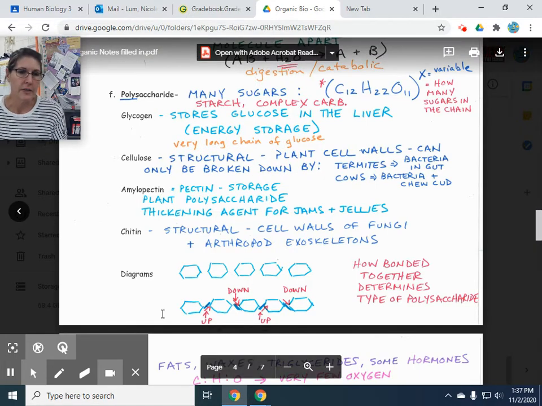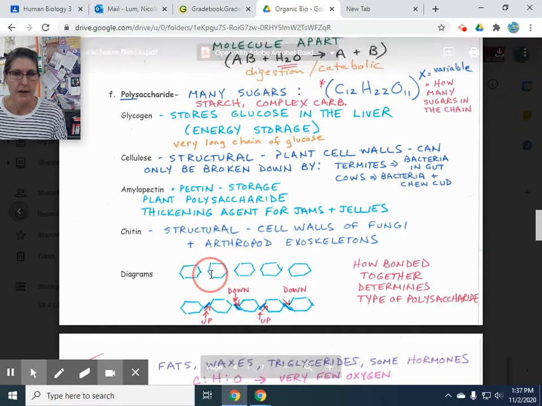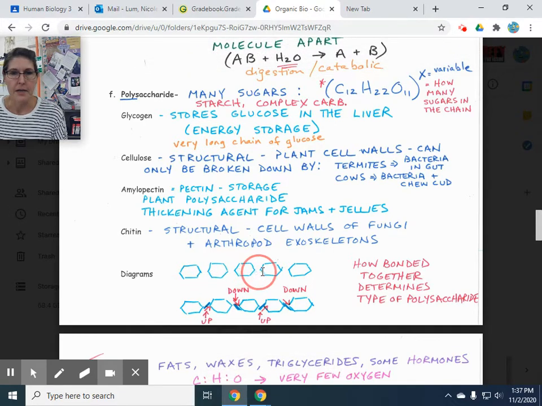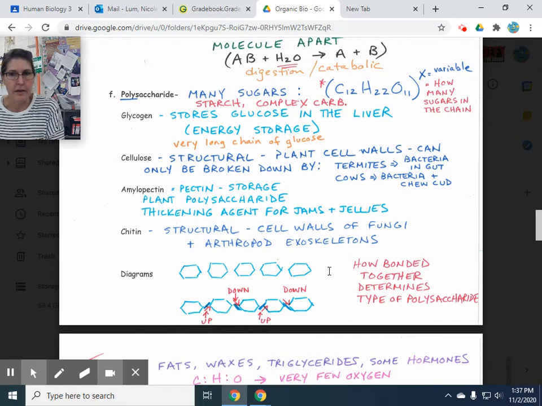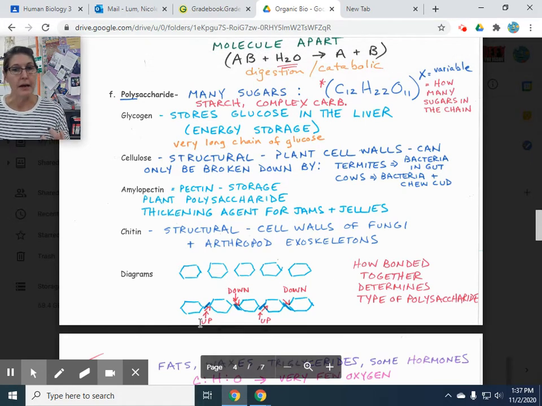So how could I draw a diagram of it? Well, here's a monosaccharide, monosaccharide, monosaccharide, monosaccharide, and so on. Every time I join a ring to it, I need to take out a water. So I'm taking out H2O, taking out another water, taking out another water. So my formula depends upon how many of these are actually joined together. And the type of polysaccharide that I'm dealing with not only depends upon the number of bonds that I have, but the way that those bonds are arranged.